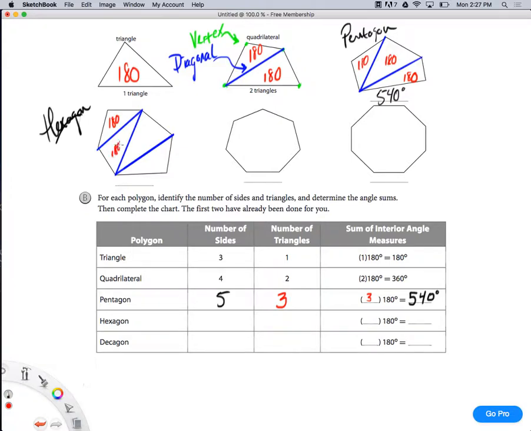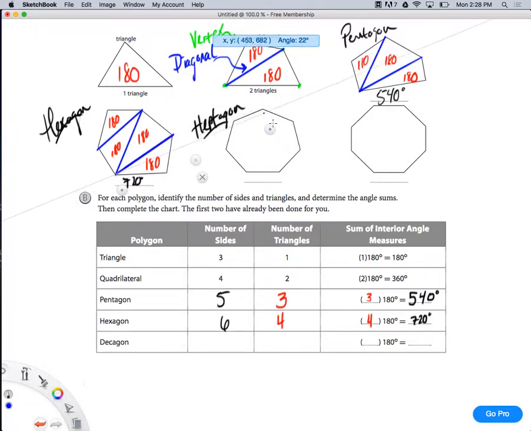Okay, so let's take a look at this. Hexagon, it's got 6 sides, 4 triangles. 4 times 180 is 720. Very good. 720 degrees. So the sum of the interior angles of a hexagon is 720. 7 sides. What's that called? It's not a hexagon. It's a hepta or a septagon. But we'll call it a heptagon. Heptagon. 7 sides. That's fun.